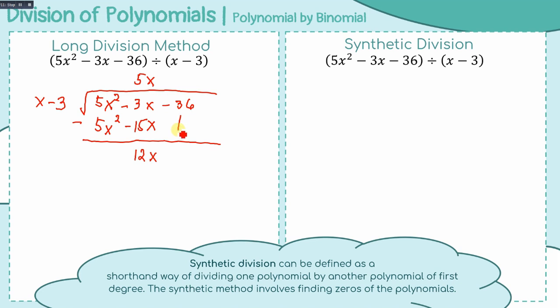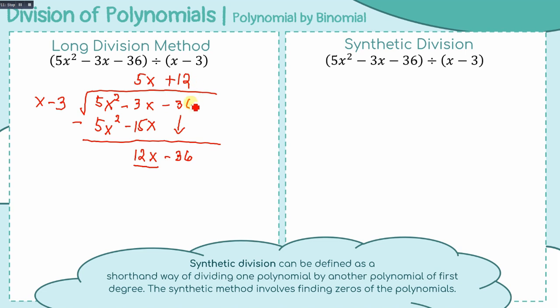Again, just like the previous step, we divide the leading term. The leading term is 12x, divided by the first term of our divisor, x. So we have positive 12. Make sure that your terms are aligned based on the exponents of your polynomial. Then we multiply 12 to the divisor x minus 3.